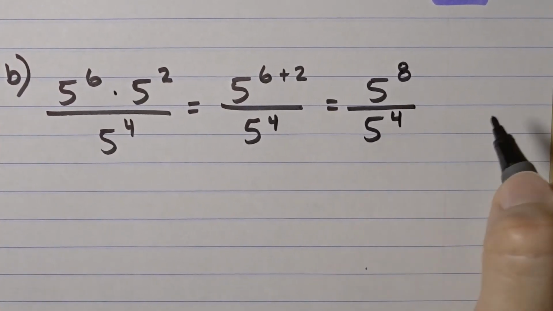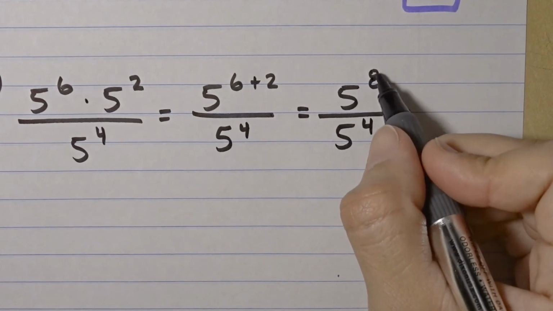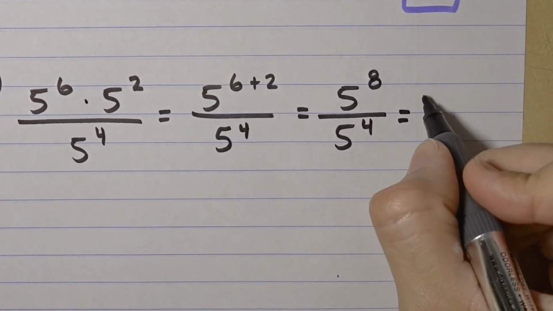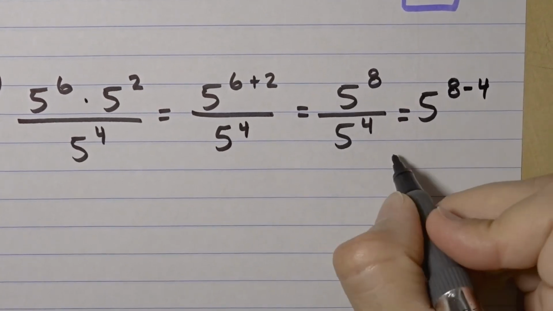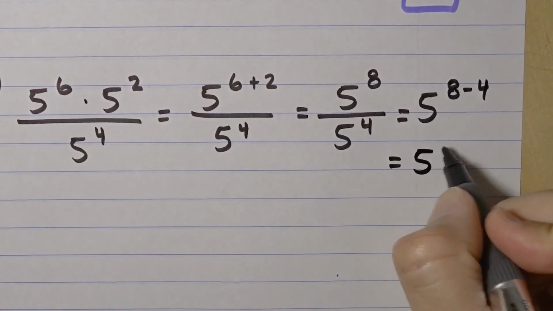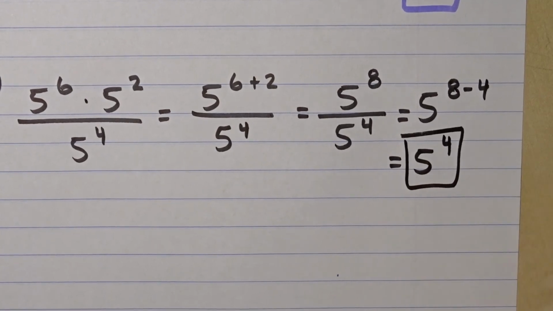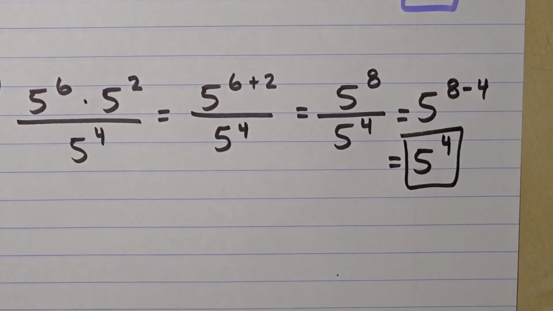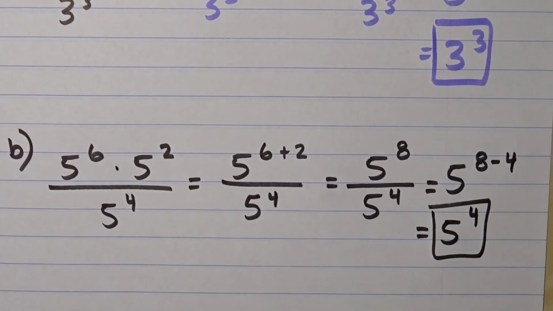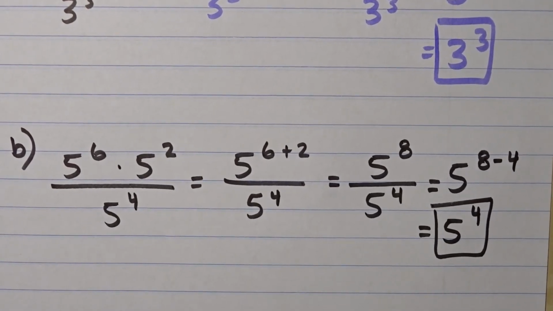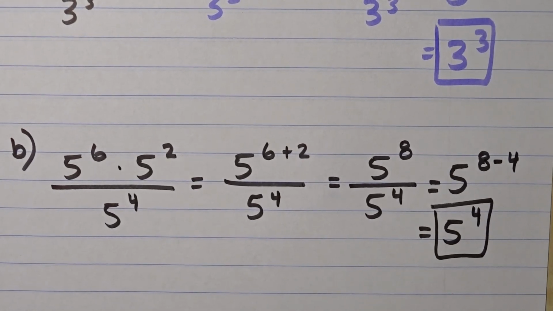And now I have my quotient rule here. Take the first exponent and subtract the bottom one, and you get 5 to the 4th power. So there you go. Now you are going to be able to use these rules whenever you find them necessary in any problem, as long as it's proper, and you can simplify anything that looks complex like this.